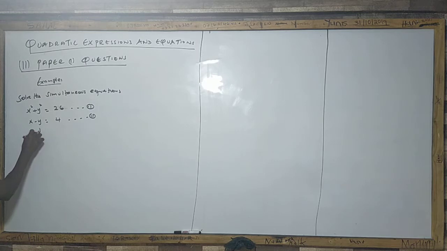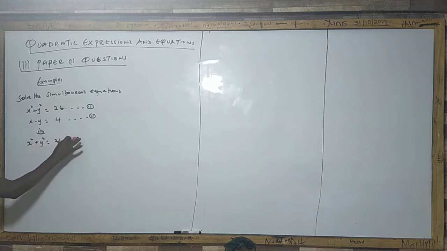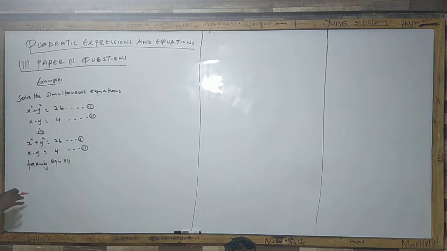So now, coming to the solution, this is what we are having. x squared plus y squared is equal to 26 as equation 1. Then we write the equations first. Then we have x minus y is equal to 4. This is our equation 2. So we're going to say, taking equation 2, inform them that you want to take equation 2. And equation 2 is what? x minus y is equal to 4.